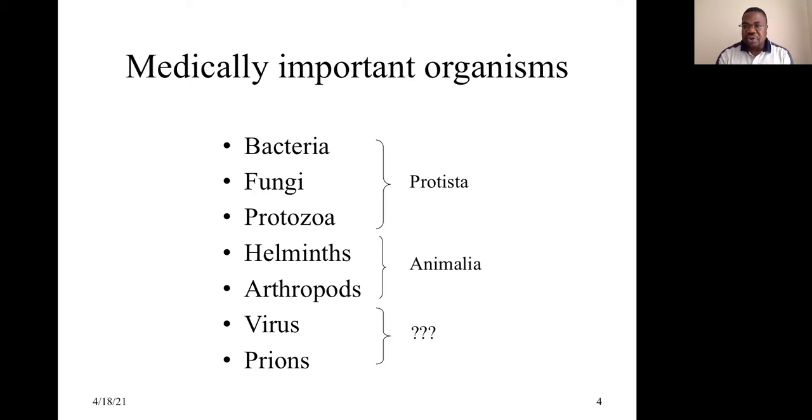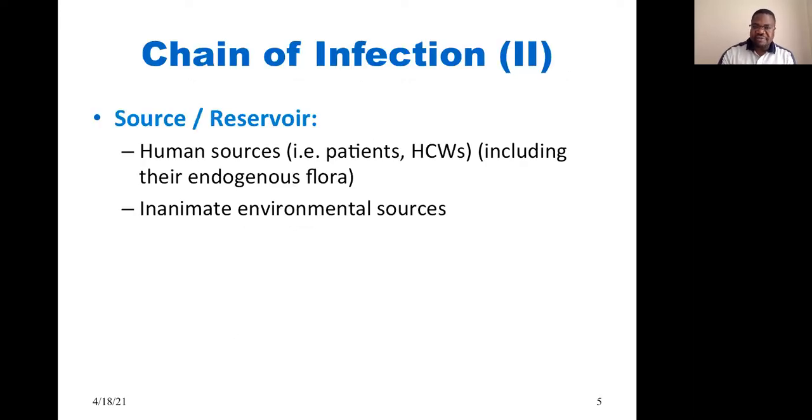They can cause conditions like Creutzfeldt-Jakob disease, what we call mad cow disease. They can cause kuru, that is commonly found in Papua New Guinea, for example. So those are diseases caused by prions. Those are medically important microorganisms. Any of these can be an infectious agent.